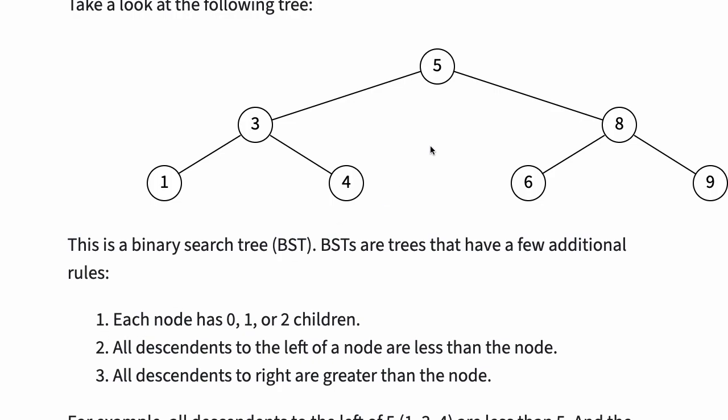1. Each node has 0, 1, or 2 children. 2. All descendants to the left of a node are less than the node. 3. All descendants to the right of the node are greater than the node. For example, all descendants to the left of 5, which are 1, 3, and 4, are less than 5. And the node to the right of 8, which is 9, is greater than 8.